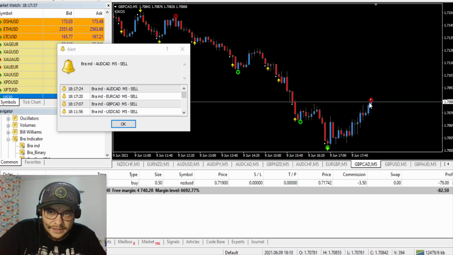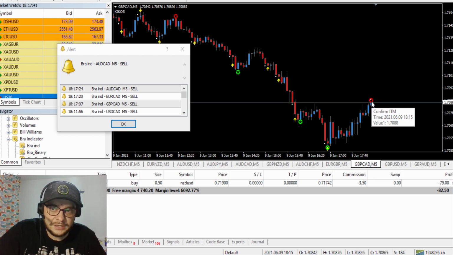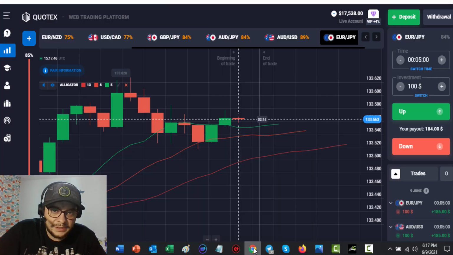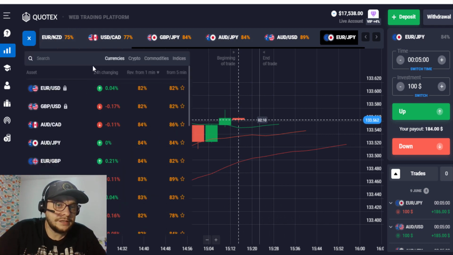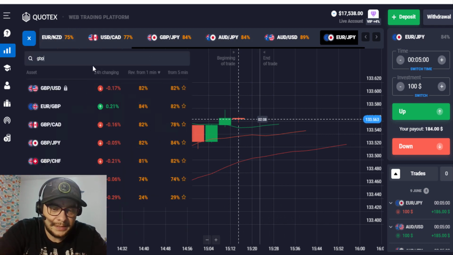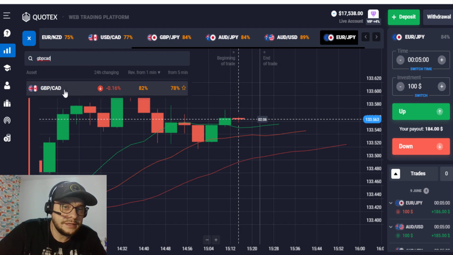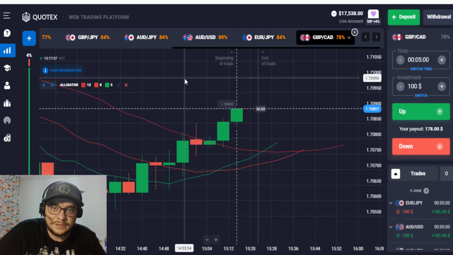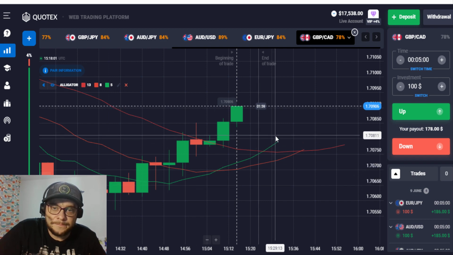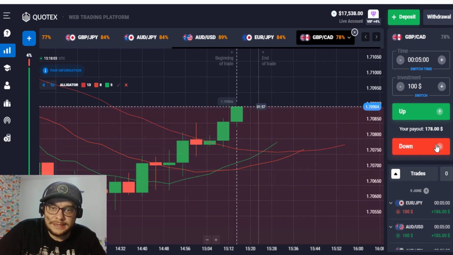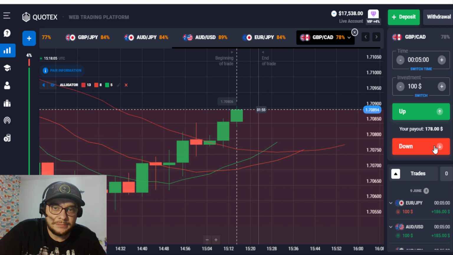And we have here, as you can see, a confirmation that this will be a sell. Let's have a look on the chart. GBP Canadian dollar, let's find it here. GBP Canadian dollar, yes, and we have 78% return on investment. And let's wait a little bit.